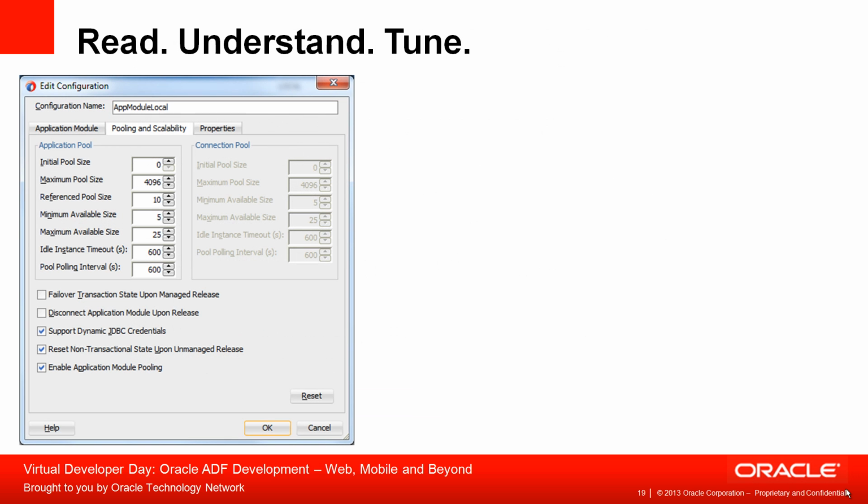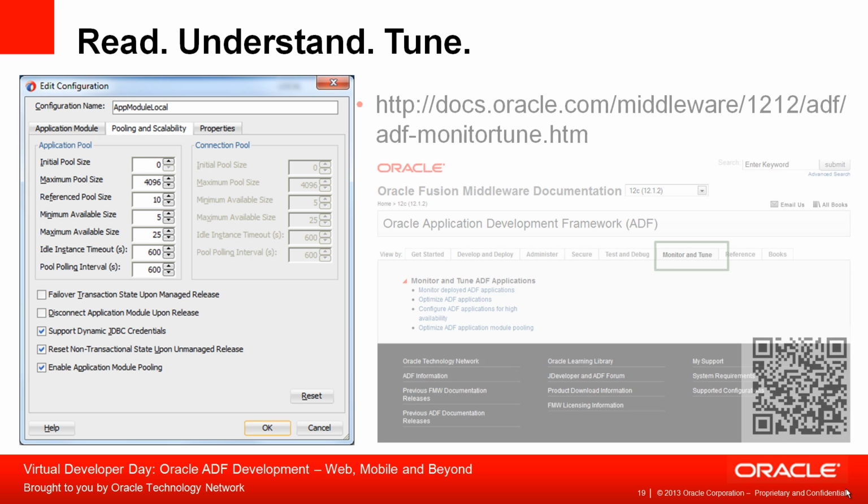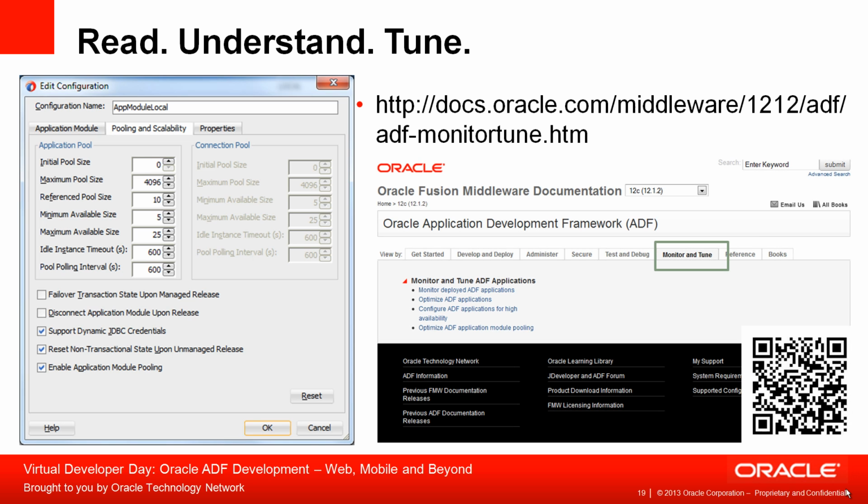All of the configuration settings are accessible on the application module level. There's a pooling and scalability section. However, read, understand, and then tune, and not the other way around. The tuning in general is well documented in the Oracle documentation for 11g and for 12c. Read this, see what the different options provide, and then play with the options if you measure or experience performance problems. Don't tune without a need.